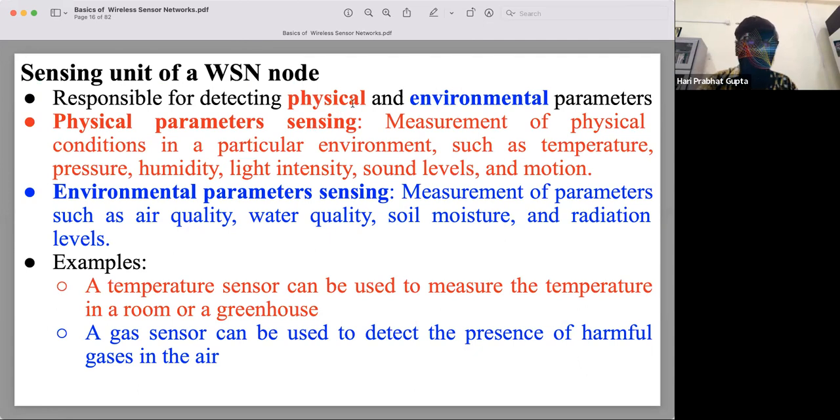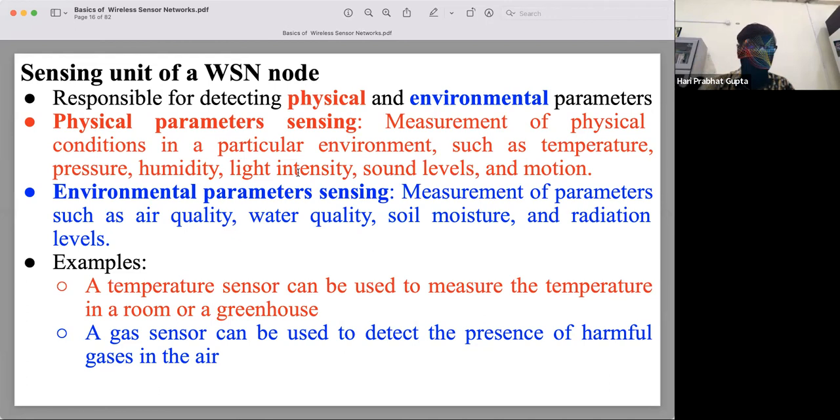Now, the question comes into the picture: what is the difference between physical and environmental parameters? Of course, both can be detected with the help of sensors. But what is the difference between these two? Physical parameter sensing measures the physical conditions in a particular environment. Such as temperature is a physical quantity, and pressure, for example in a gas pipeline: if more pressure is there, they can detect it. Humidity, like the moisture in the soil and other things.